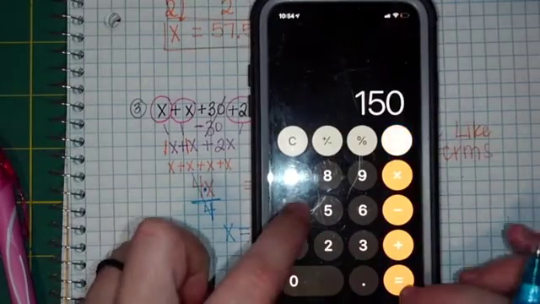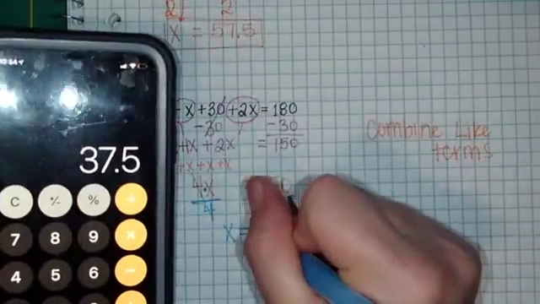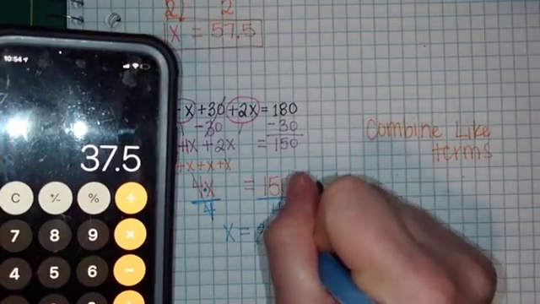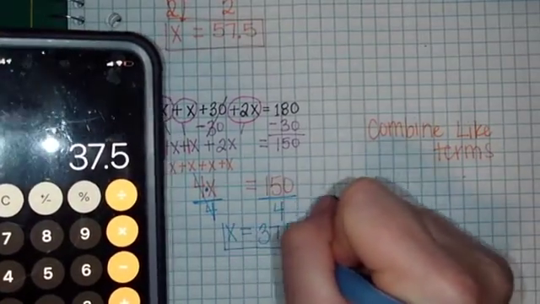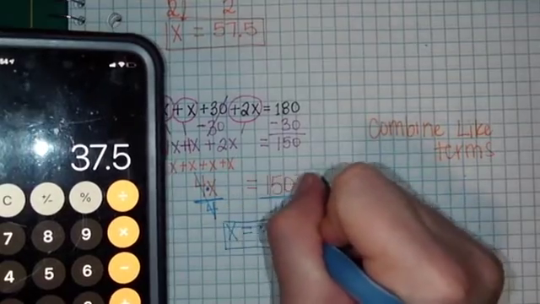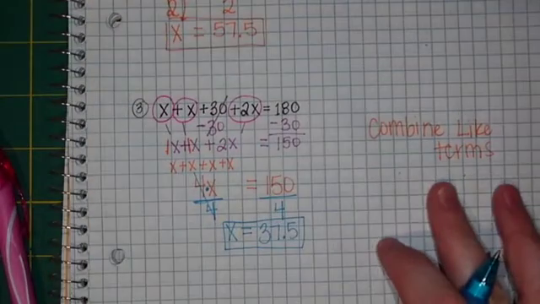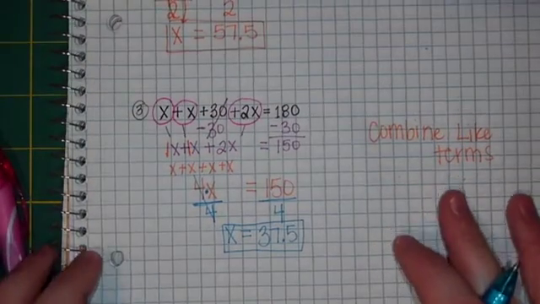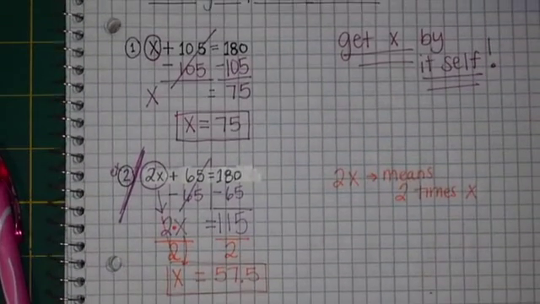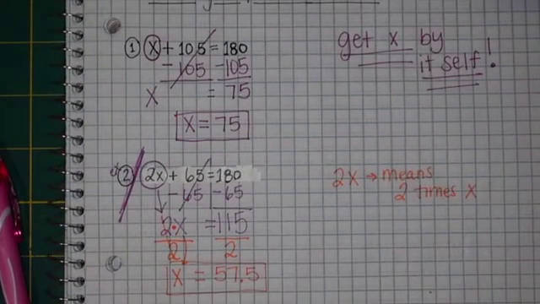150 divided by 4 is 37.5. So that is how you can solve equations. And so that was that review, or the warm-up, on page M167.